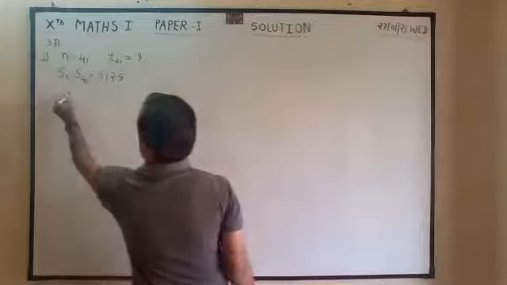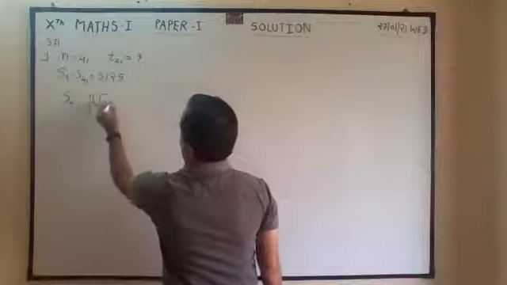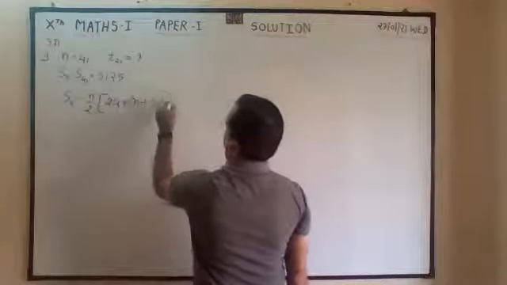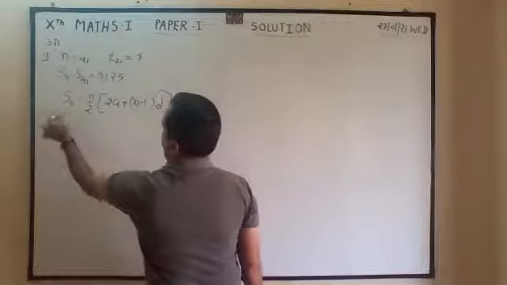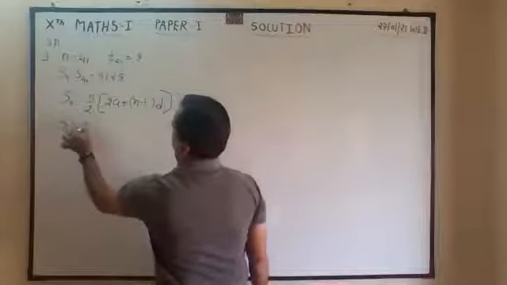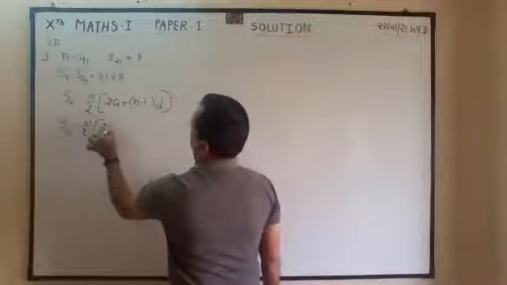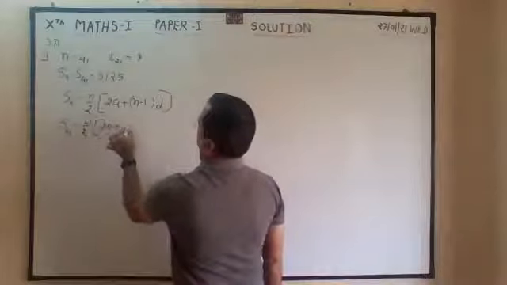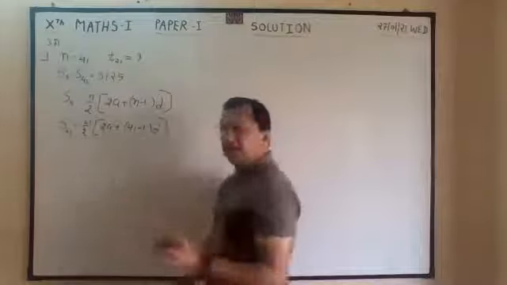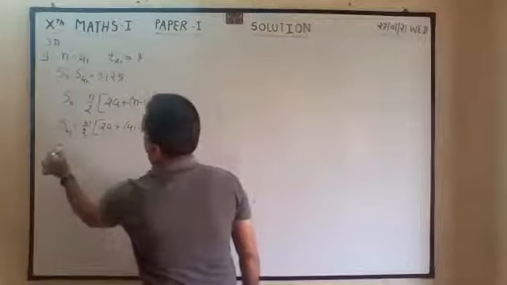Okay, what is the Sn formula? n by 2, 2a plus (n minus 1)d. So we have S41, 41 by 2, 2a plus (41 minus 1)d. a we don't have, d we don't have, we have an Sn. So write Sn.